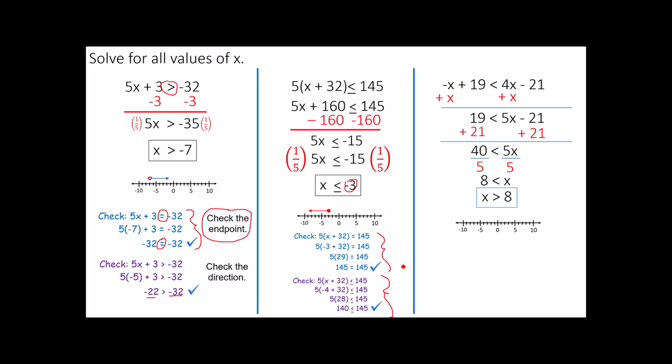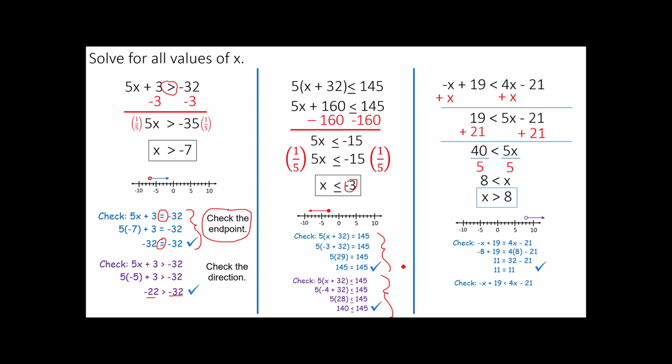Once again, we're going to graph this. Everything to the right of 8 is going to be bigger. The 8 itself is not included, so we use an open circle. To do our check, we rewrite, plug in the value that is our border. In this case, that's the 8. Verify that the two sides match one another.